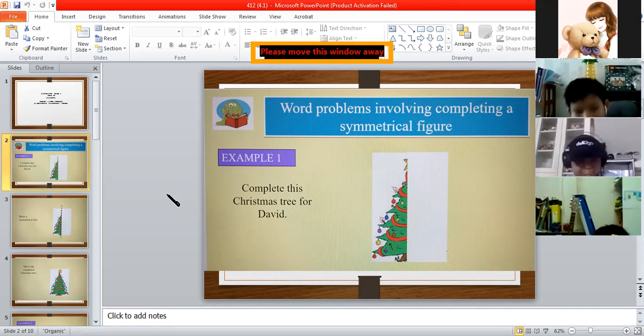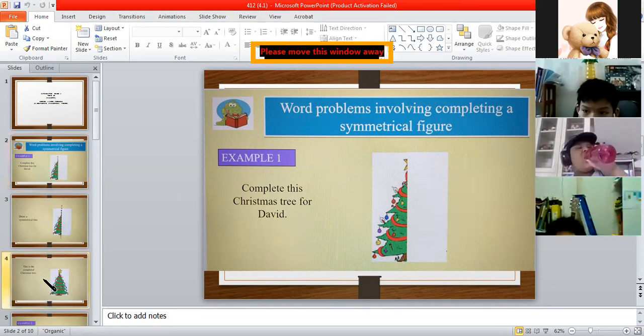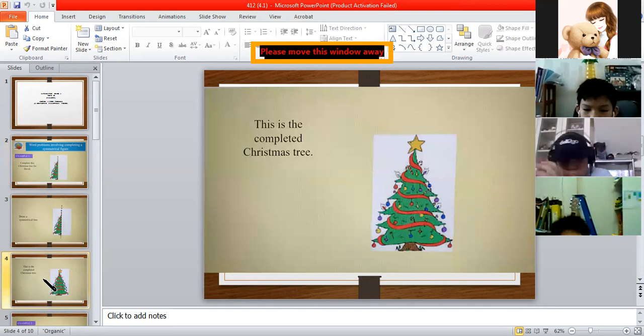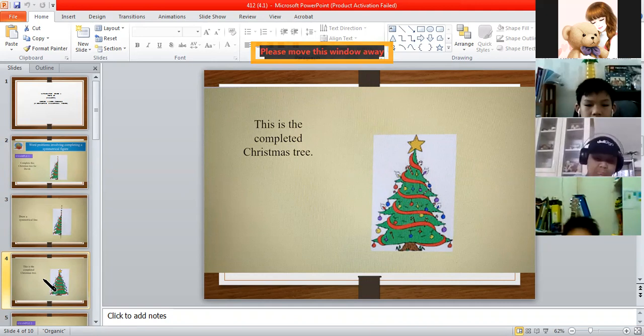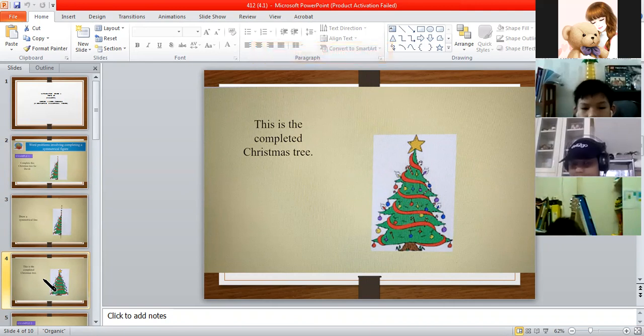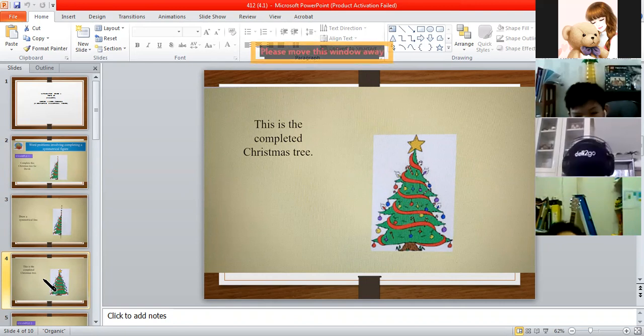Dotted line vertically. So this is the outcome of the Christmas tree. Can you all see this is the completed Christmas tree? Understand or not, class? Because for the word problem questions, there are a few pictures. The realistic pictures will be given in your questions. Understand? So you have to draw the second half of the picture, whether the dotted line is vertical or horizontal. Understand?